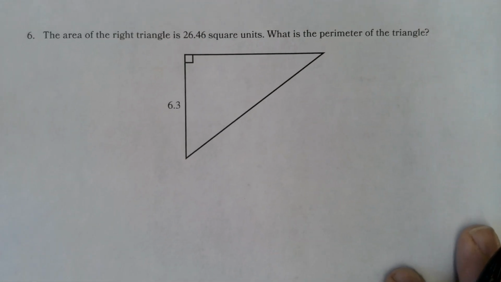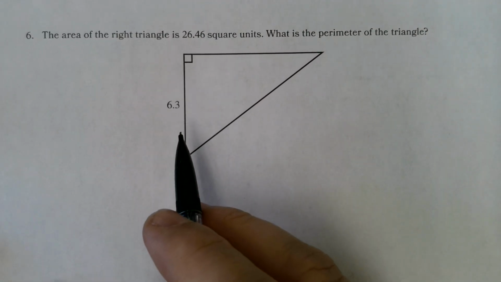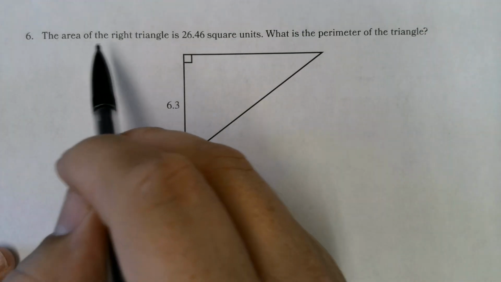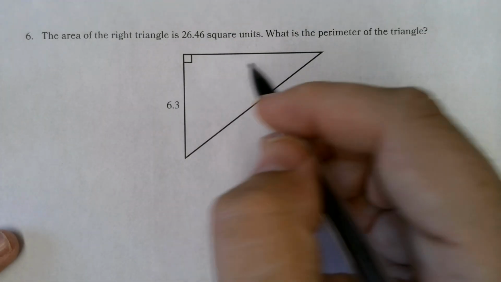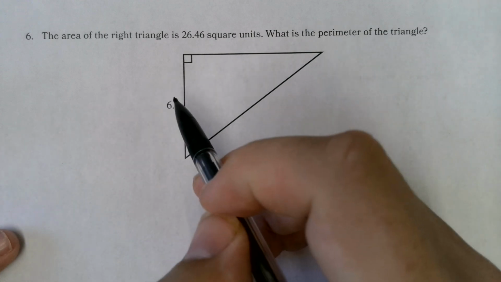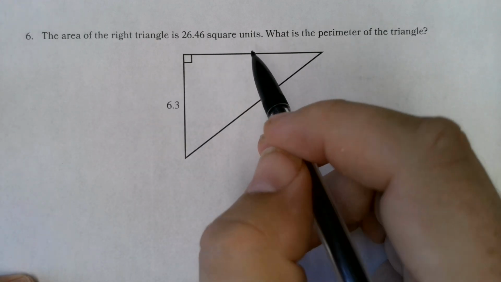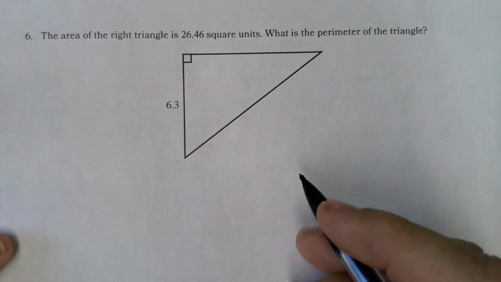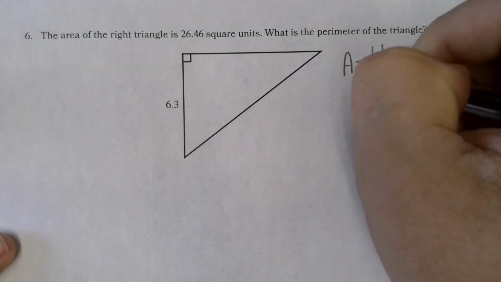Number 6 is asking us to find the area of this right triangle. Or it's giving us the area of the right triangle, sorry. It's asking us to find the perimeter. Well, to find the perimeter, I need to add up all the sides. The problem is I don't have all of the sides of this triangle. I do know the area. Okay, well, area of a triangle is base times height divided by 2.